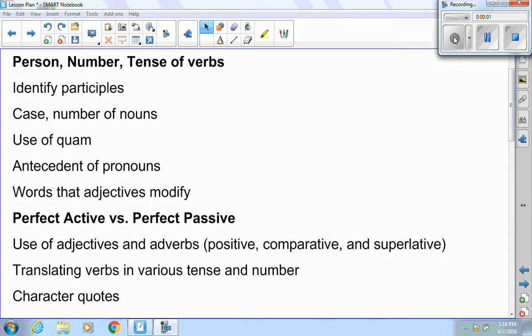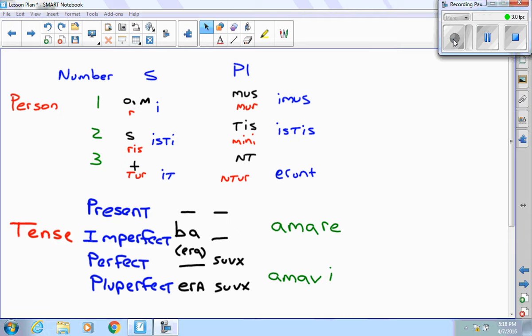Here we go with stage 23. Biggest part of this is going to be participles and the use of adverbs. We're going to start off with the person, number, and tense of verbs. I broke this down with color so that you could see what was going on.